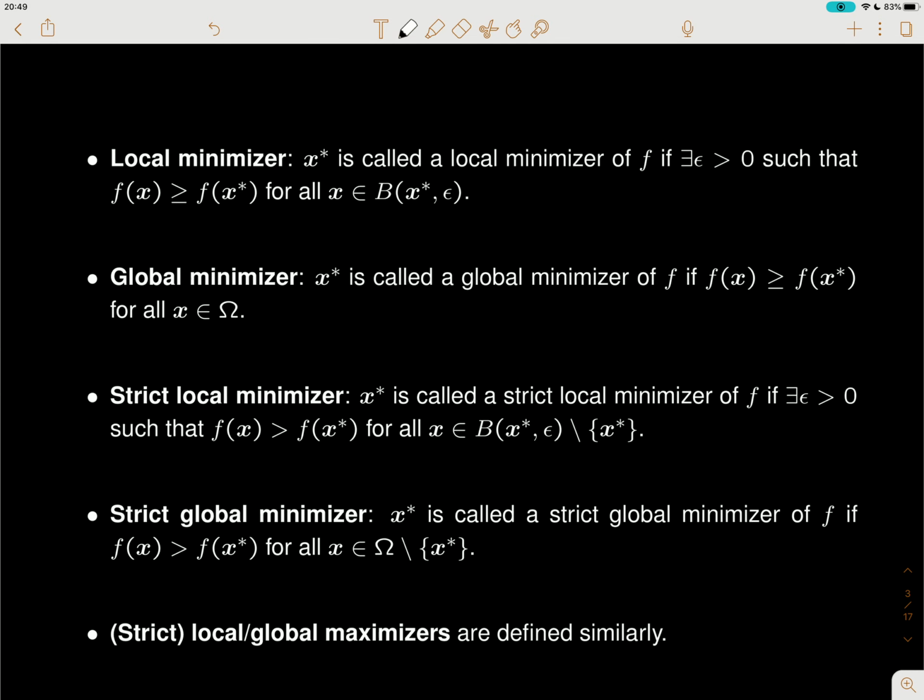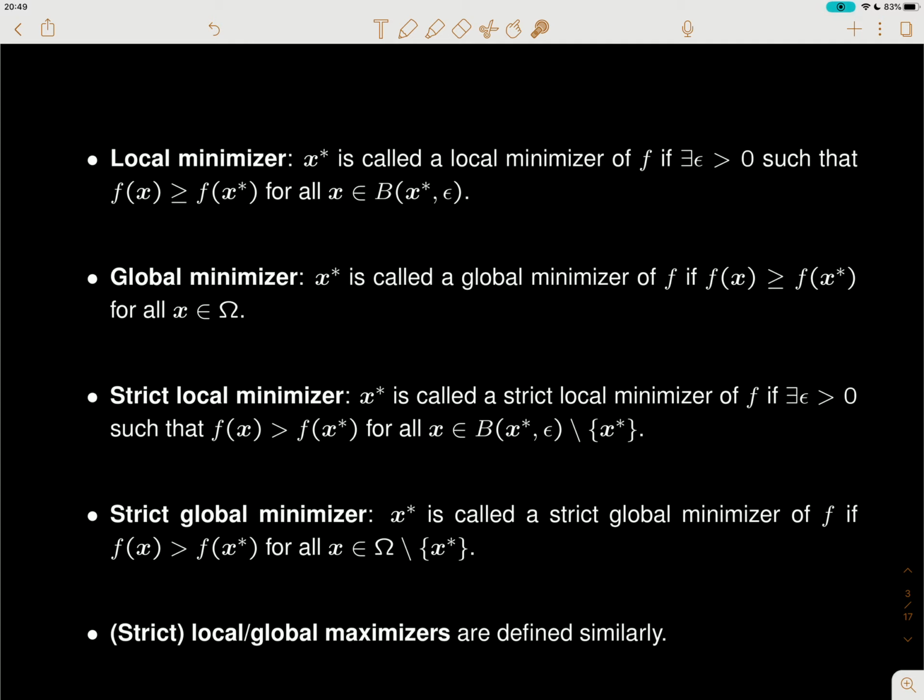Okay, so after the introduction of the problem itself, we will be interested in some quantities for the minimization problem. The first notion is called the local minimizer. We say that x star is a local minimizer if there exists some epsilon such that f(x) is greater than or equal to f(x star).